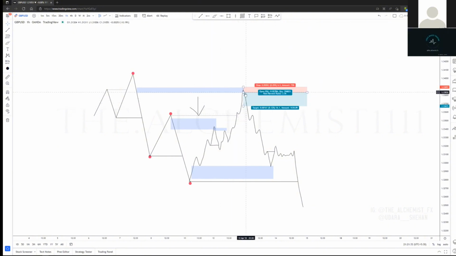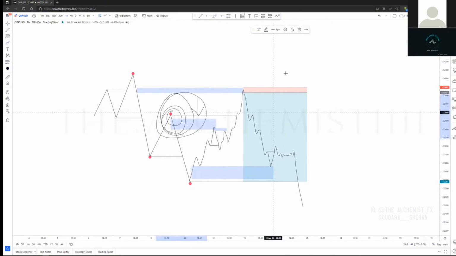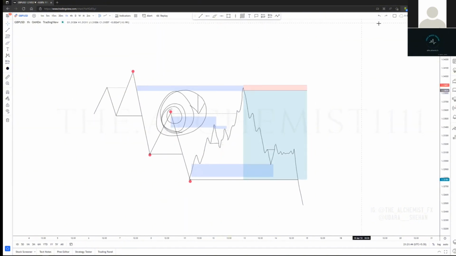And then you sell it here. This right here will be your target, because the market was still bearish, and this right here was only an inducement. Something like that.